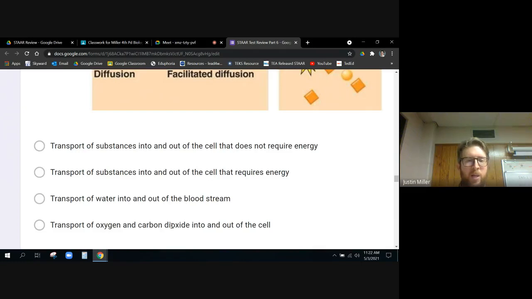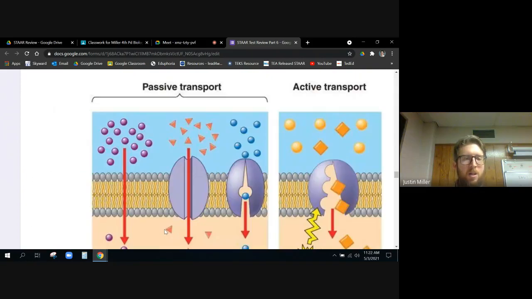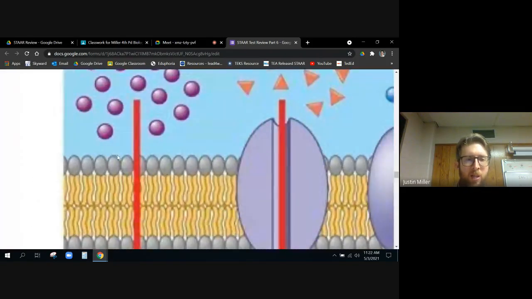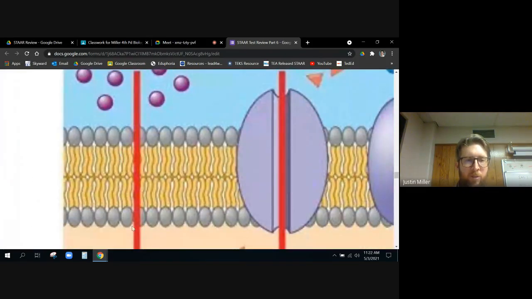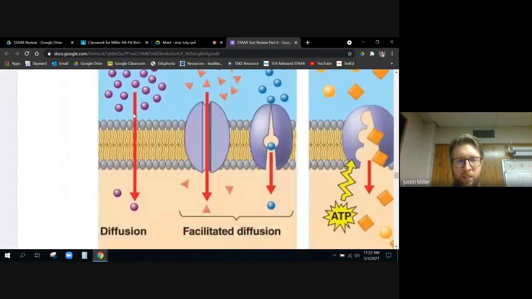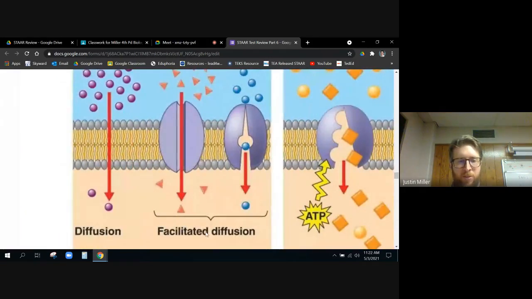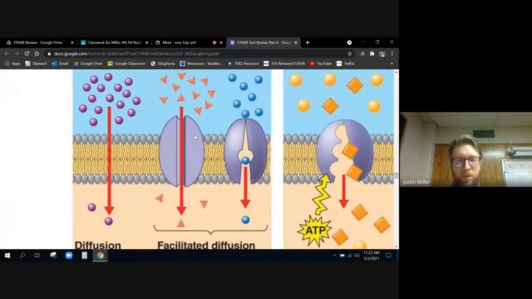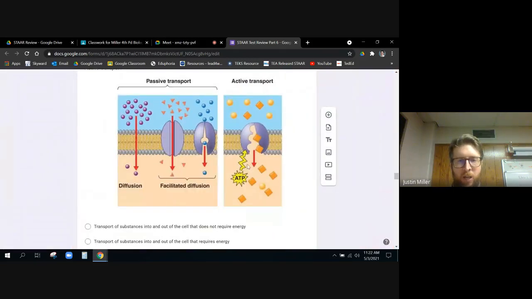Also, oxygen and carbon dioxide, those are other things that can go into and out of the cell as they please. So water, oxygen, and CO2, those three things can go into and out of the cell as much as they want, whenever they want. They don't need to be assisted or facilitated. And it doesn't require energy either.